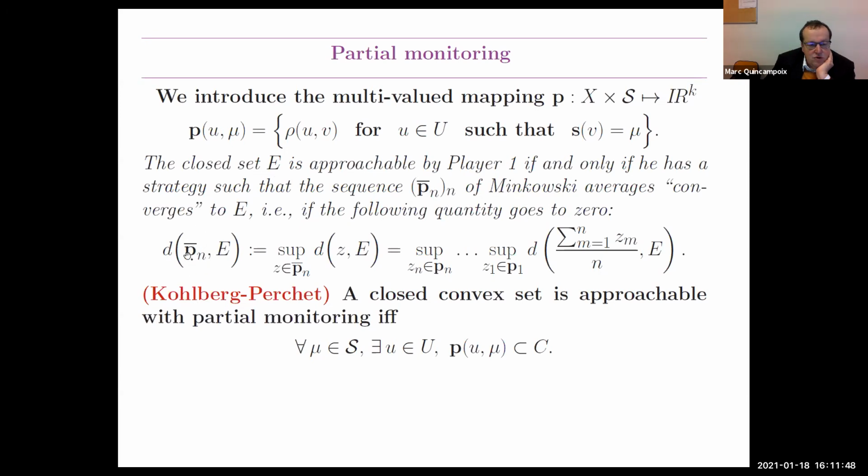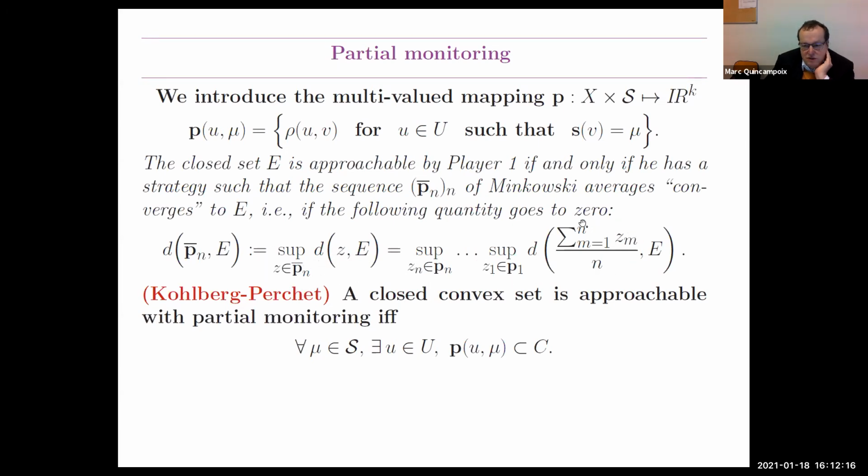Pn is a Cesaro mean. So it means that there is the action of the two players during n steps. Okay? So it is the action of the players between the n steps. And so I consider the distance, the supremum of the distance between Z and E, where Z describes Pn bar.